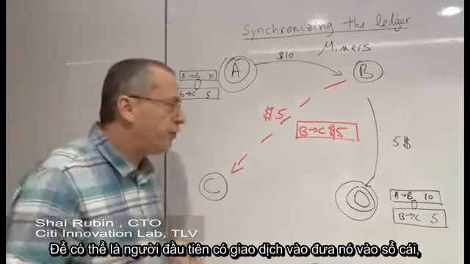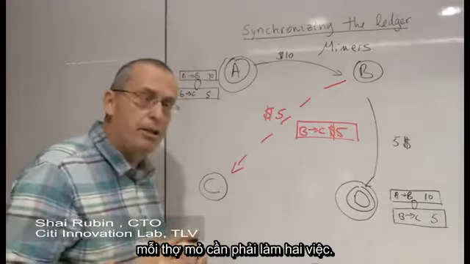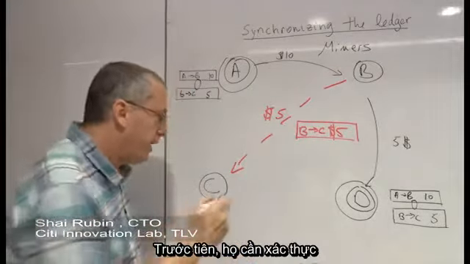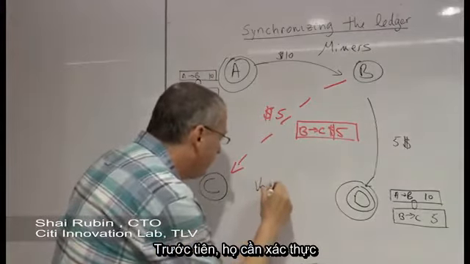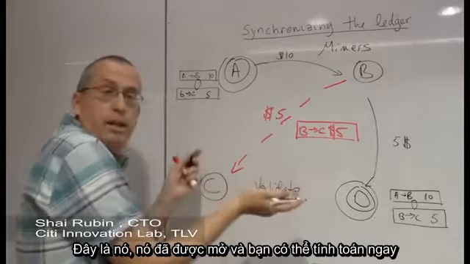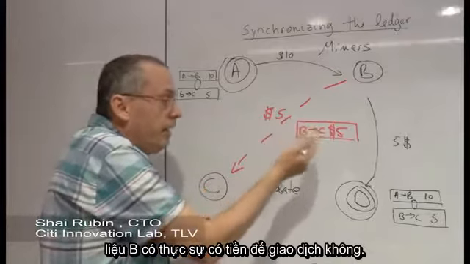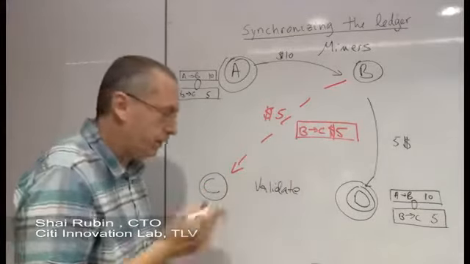Let's try to understand what it means to win the competition. In order to be the first that is able to take the transaction and add it to the ledger, a miner needs to do two things. First, it needs to validate the new transaction. This is easy. The ledger is open and you can immediately calculate whether B has the funds in order to make the transfer.